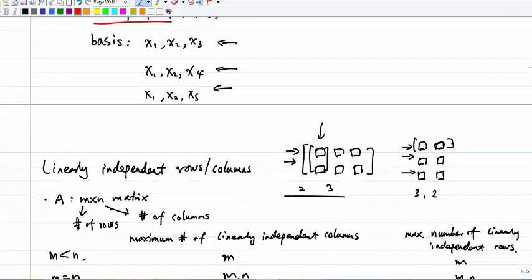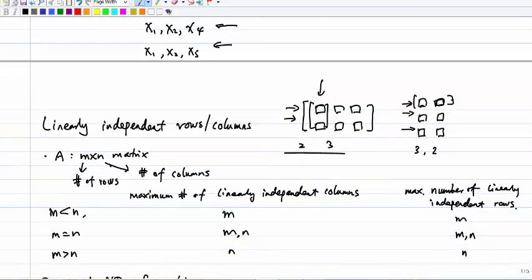Okay, the next question is a little bit general. It talks about linearly independent rows and columns for a matrix, which may not be square. It can be a square matrix. It can have more columns than rows or more rows than columns. So that can be a little bit complicated. Okay, so to solve the problem, you can give an example. Let's say a 2 by 3, or 3 by 2 matrix. You can see what's happening.